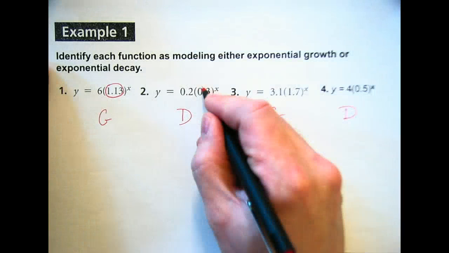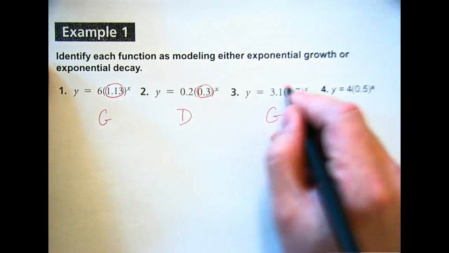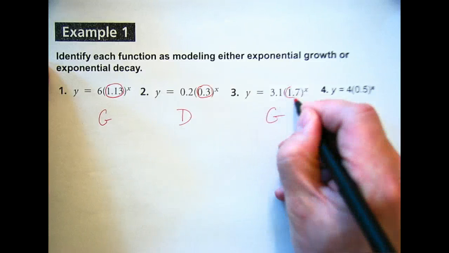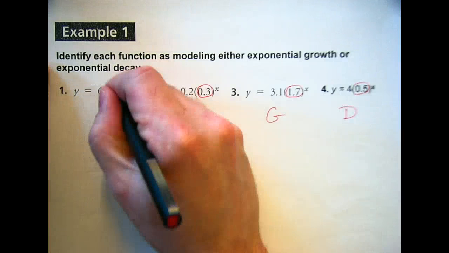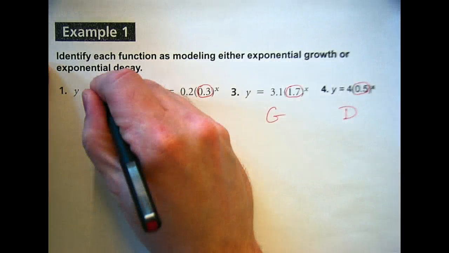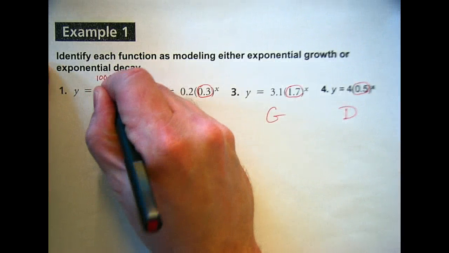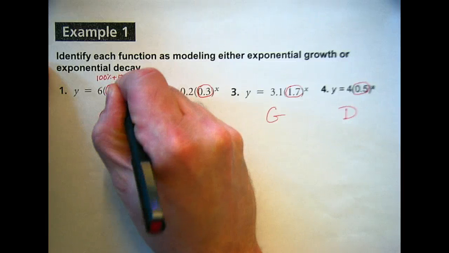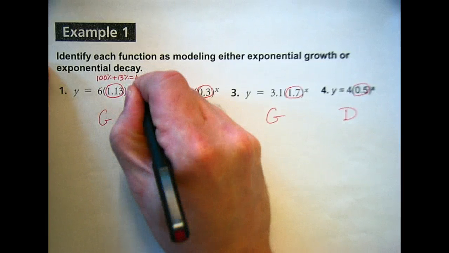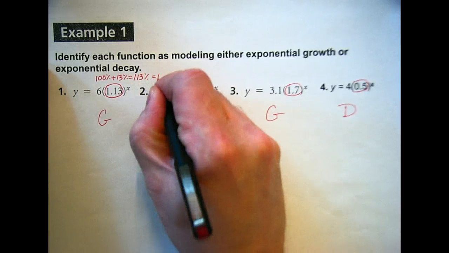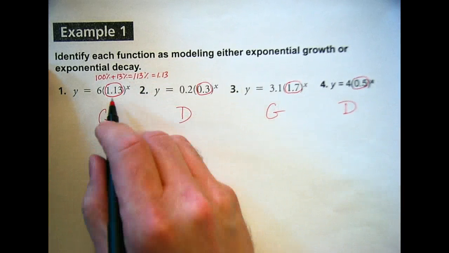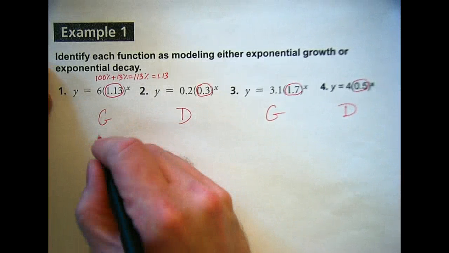All right, so now if we think about what is our percent growth, well, remember, you're at 1.13. That means you're at 100% plus 13%, which is 113%, which is 1.13. So our percent of growth is 13%. So you always have to go back to 100 and explain what percent you're going at.